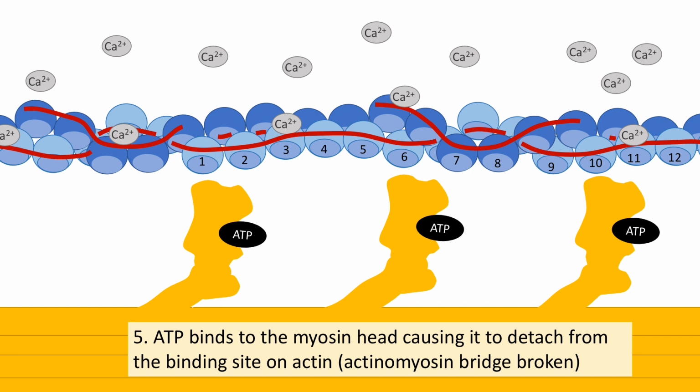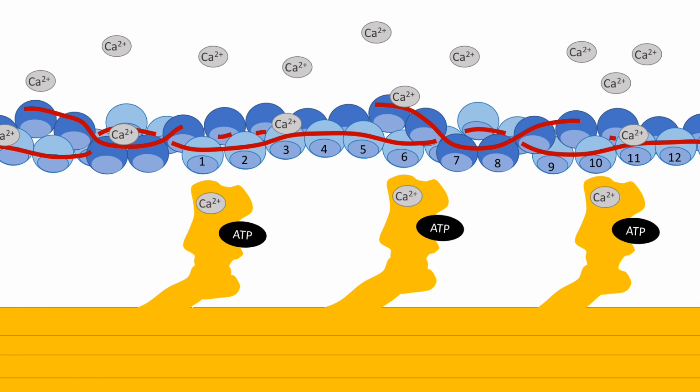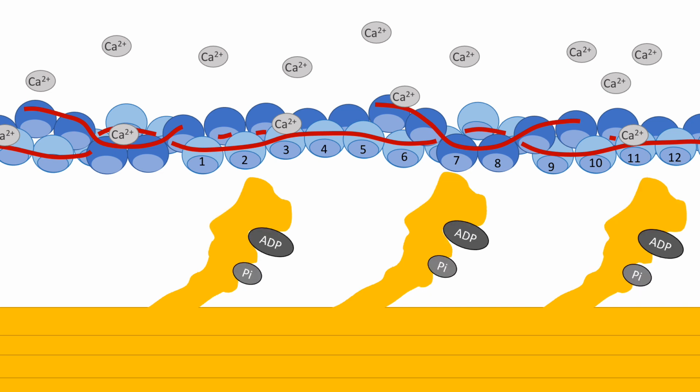So ATP then binds to the head, causing it to detach from the actin, breaking that actinomyosin bridge. There's a key role of ATP there. Okay, and final step. Okay, so there are a few things going on there. So you should have written this down.